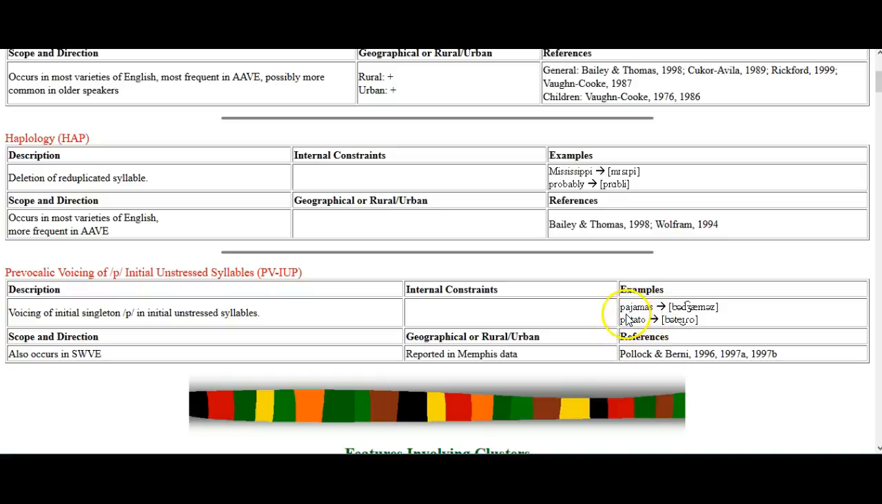So for example, pajamas, the P sound is unvoiced, but it becomes B, voiced, and we say bajamas. The same thing happens in the word potato. It's unvoiced in standard pronunciation, but in African American vernacular or in Southern white vernacular English, it's voiced.